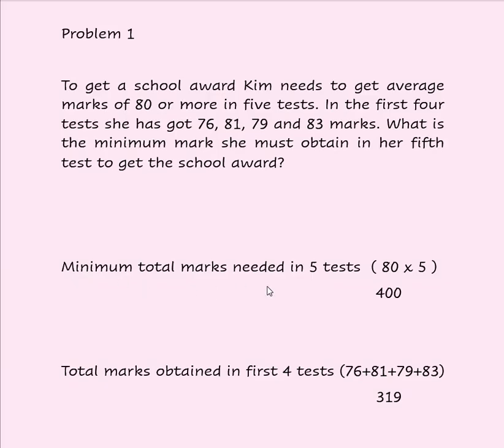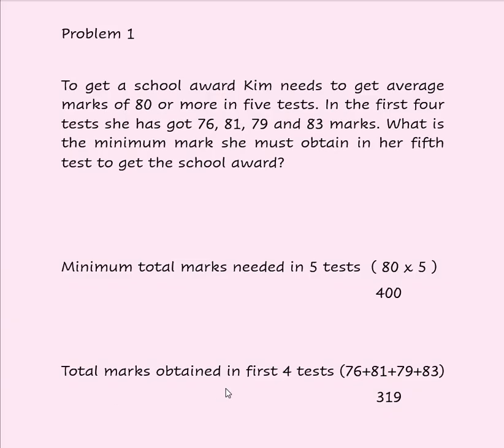Minimum total marks needed in 5 tests to get the award is 80 times 5 or 400. Since the average marks needed is 80, if we multiply 80 with 5, we get the total marks needed to get the award, which is 400.